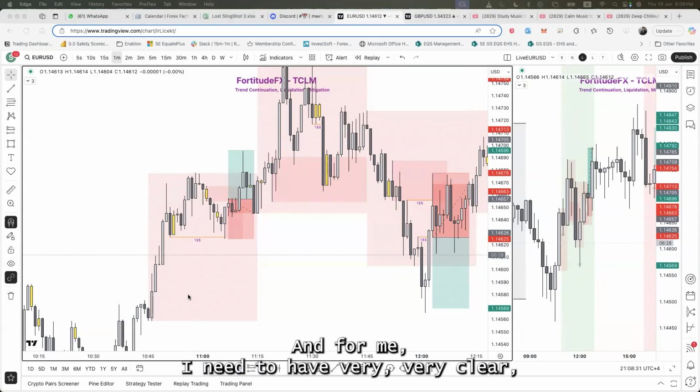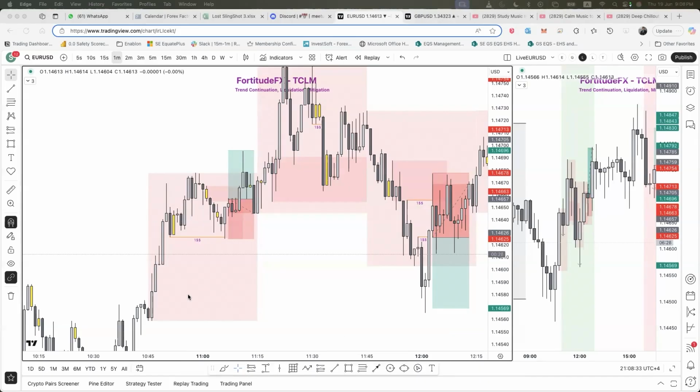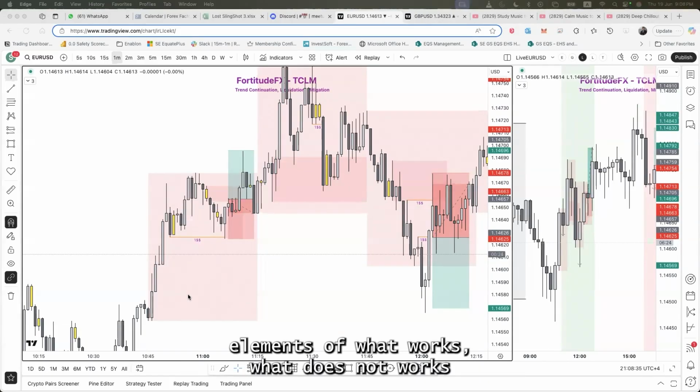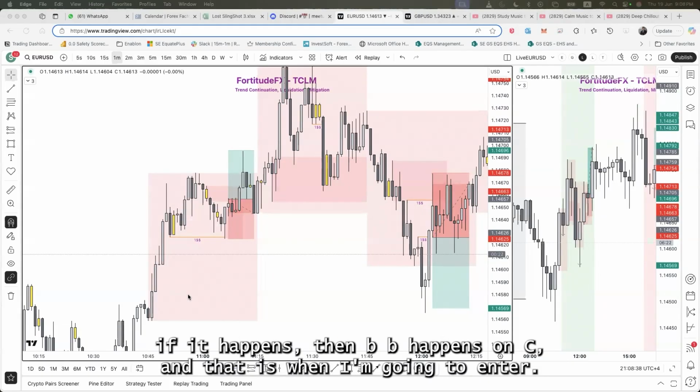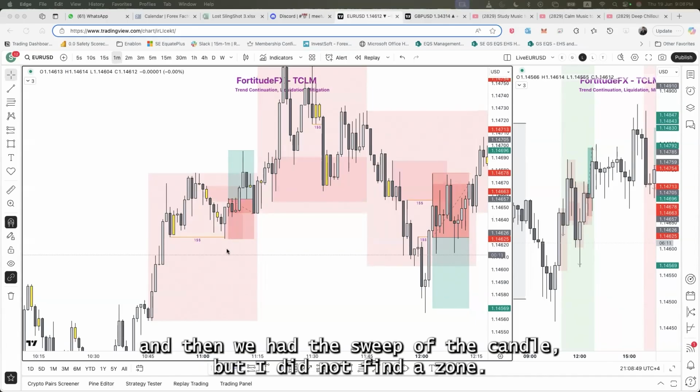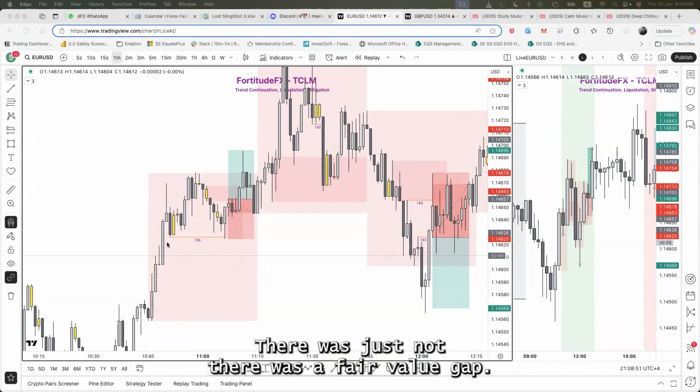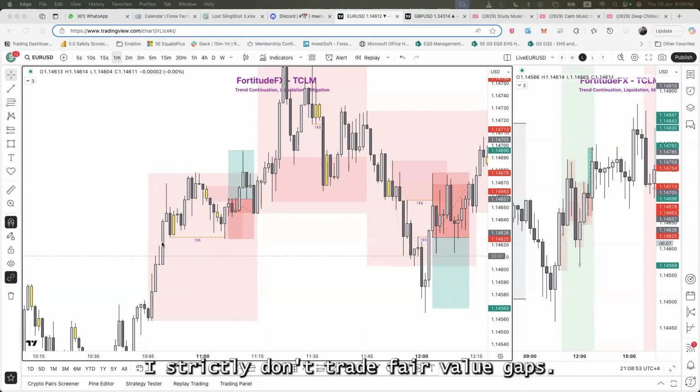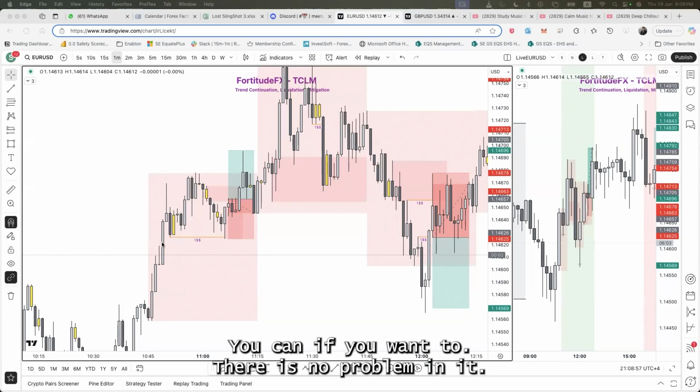And for me, I need to have very clear elements of what works, what does not work. If A happens, then B happens, then C, and that is when I'm going to enter. Simple as that. So exactly what happened over here. We had a low that got taken out, and then we had the sweep of the candle, but I did not find a zone. There was just no zone. There was a fair value gap. I strictly don't trade fair value gaps. You can if you want to. There is no problem in it.